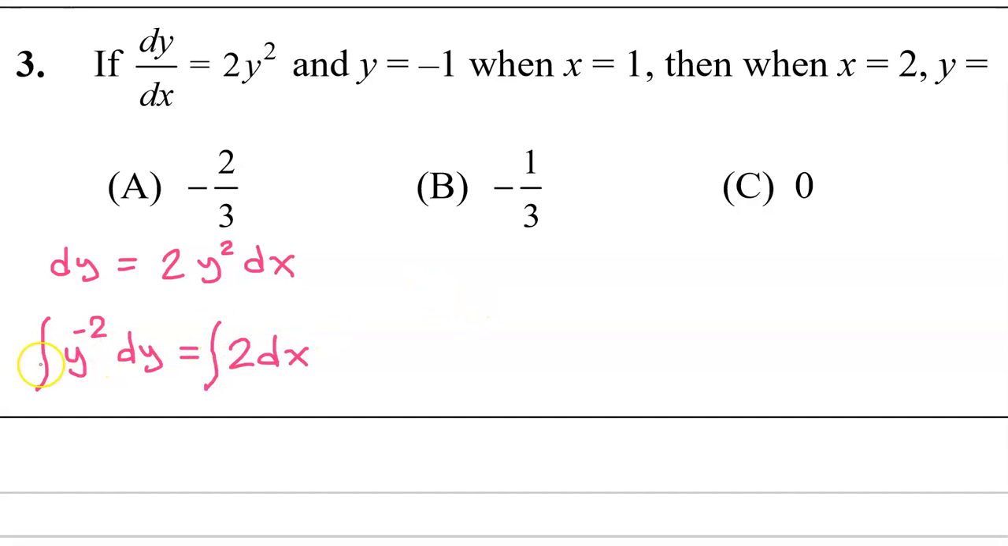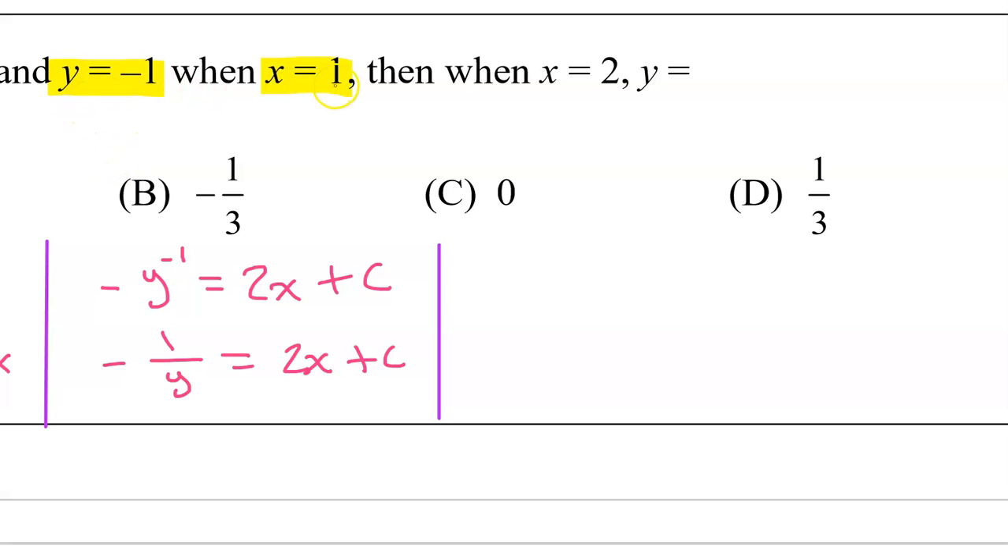The antiderivative of y to the negative 2 power is going to be y to the negative 1 with a negative in front, and I would normally say plus c. But I will save that for the right-hand side. The antiderivative of 2 is 2x, and there's your plus c. Y to the negative 1 power is the same thing as negative 1 over y. So we have this.